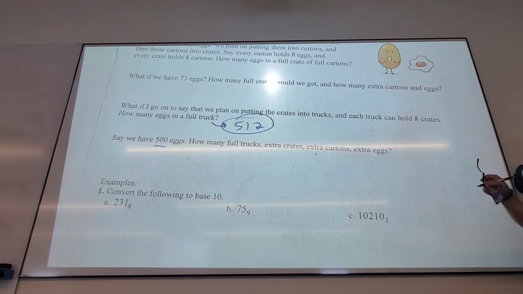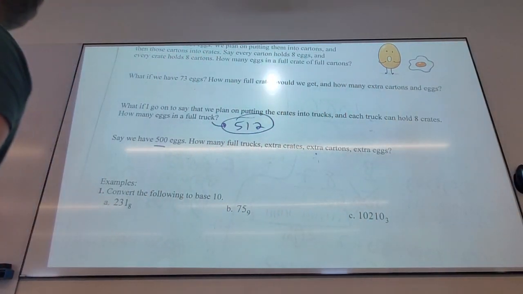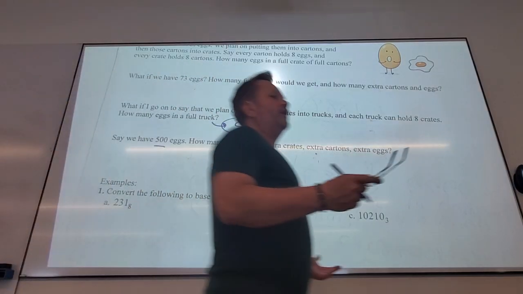And a truck is only full if it's got 8 full crates. And a crate is only full if it's got 8 full cartons. And a carton is only full if it's got 8 eggs. Are you guys with me? So can we completely fill a truck with 500 eggs? We're short how many? 12. Okay, so I can't fill a truck.